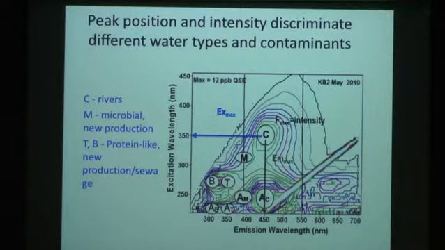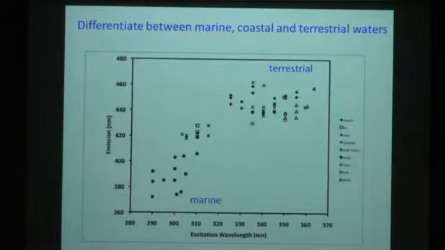Sometimes it's even longer. The M peak here was first found in seawater, but now they're finding it in agricultural waste, and it seems to be associated with recent metabolic activity. The B and T peaks are kind of amino acid-like. B is like tyrosine and T is like tryptophan, and they come in and out depending on what's going on in the environment, but they're also indicators of sewage and waste products.